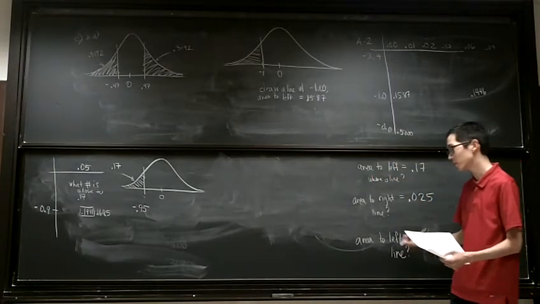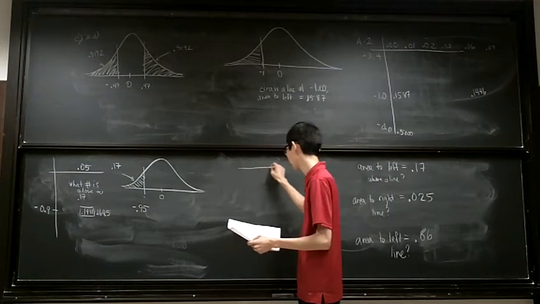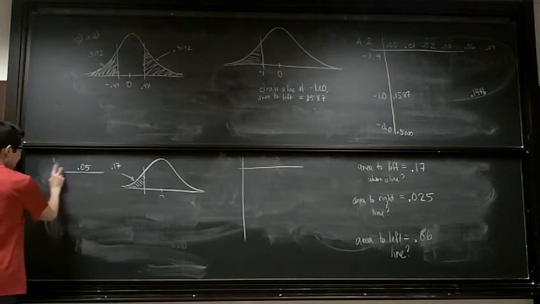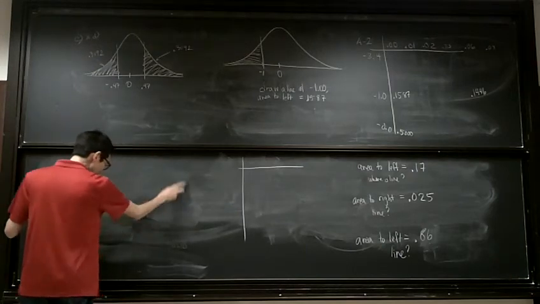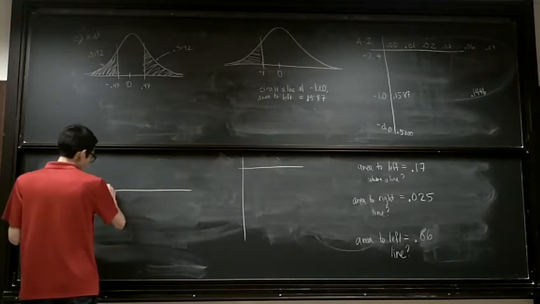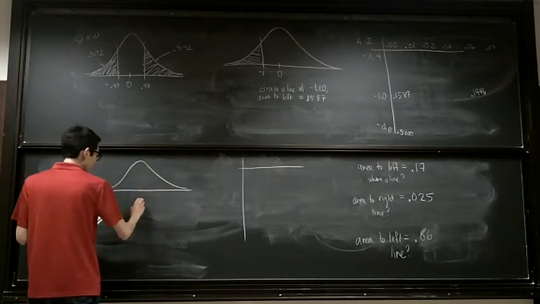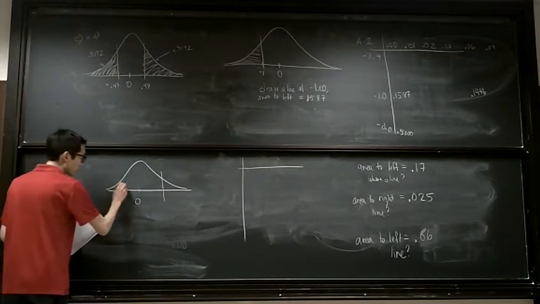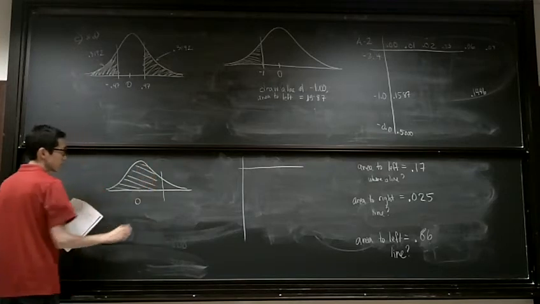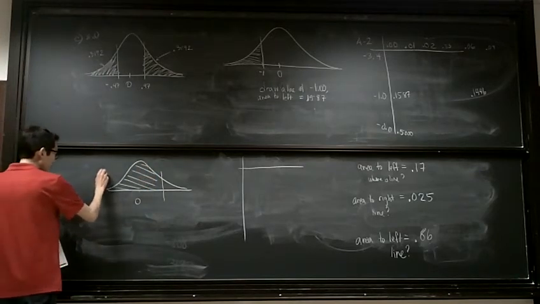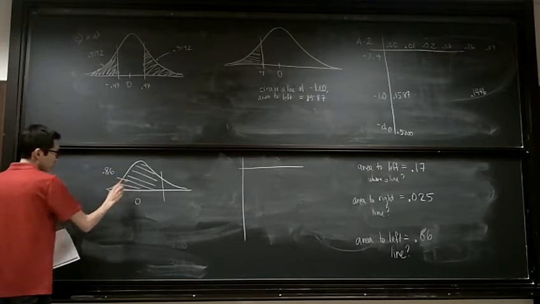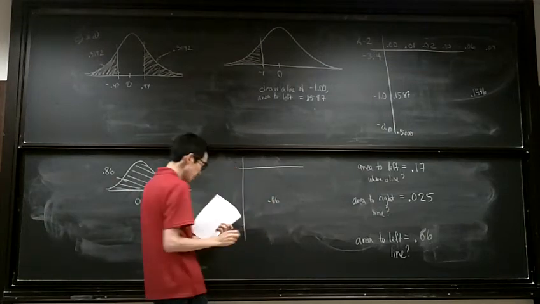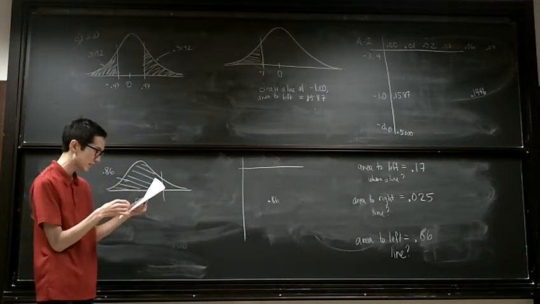Area to the left is equal to 0.86. I know some of you got this and this feels boring to you, while others are having some trouble, so I'm trying to get everybody through it. It's saying the area to the left is 0.86, so I'm looking over here for the number that's closest to 0.86.